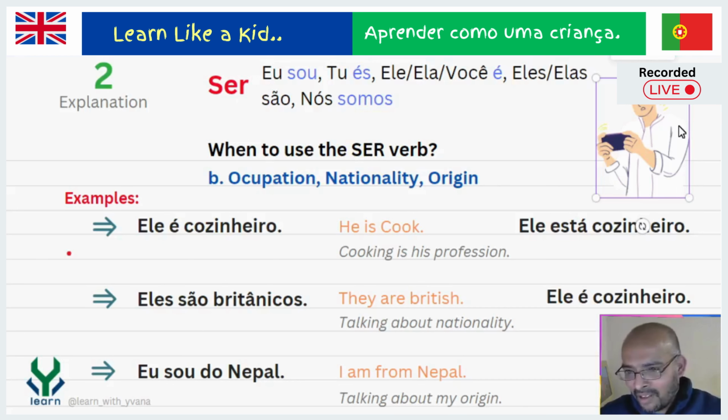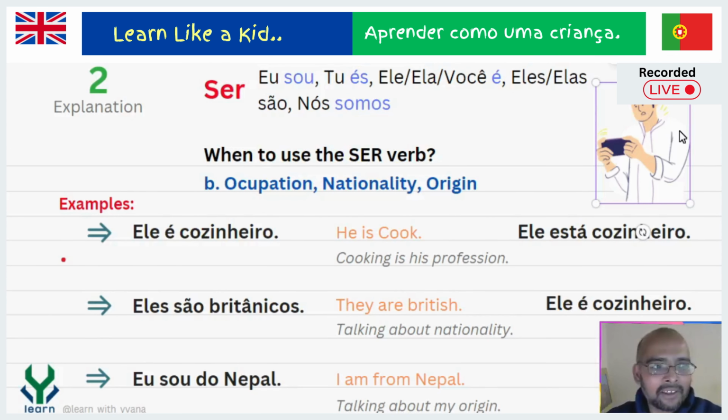No, it's perfect, but not "agora ele está," yeah. That means that he is not a cook by profession, but today he cooks for us. Got it, right? And if I say "ele é cozinheiro," if I say "Mukendra está cozinheiro," that means he is not a professional, but today he cooked it, and for today he is a cook. Is it okay, guys? You got it?